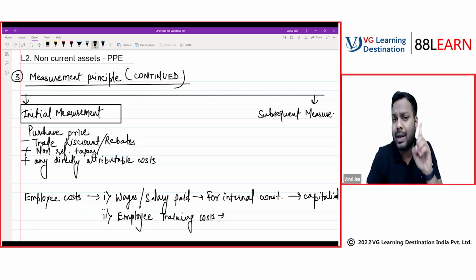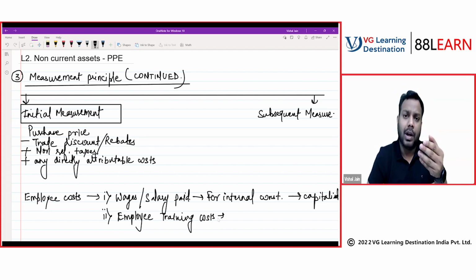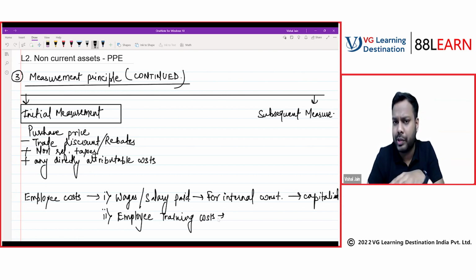Any assets held for use in the production or supply of goods or services, right? Life is more than 1 year. So employee training cost will definitely satisfy the meaning of property, plant, and equipment.